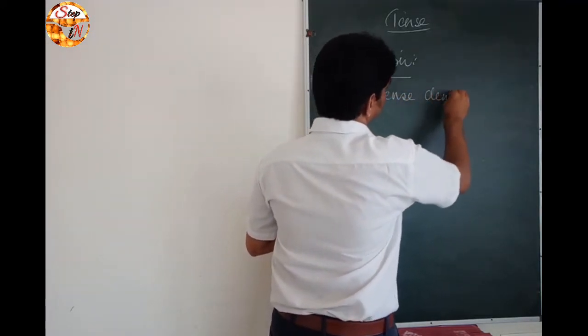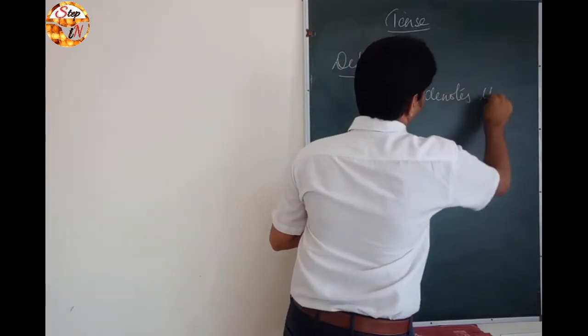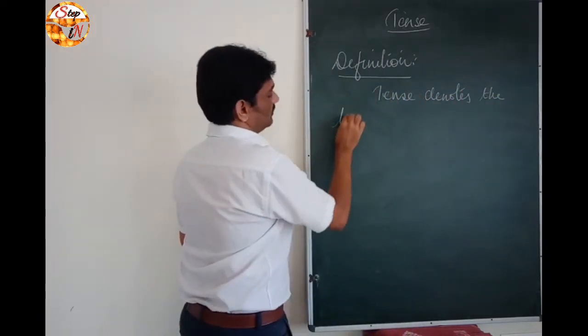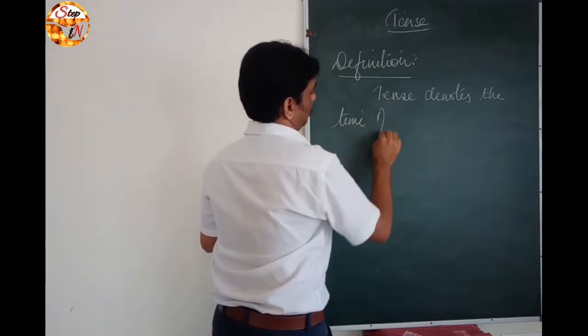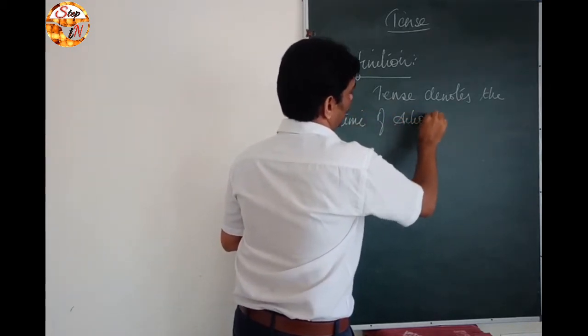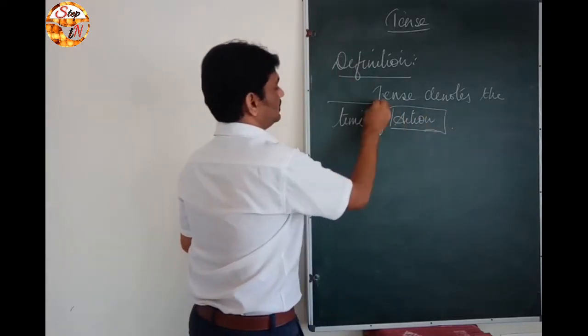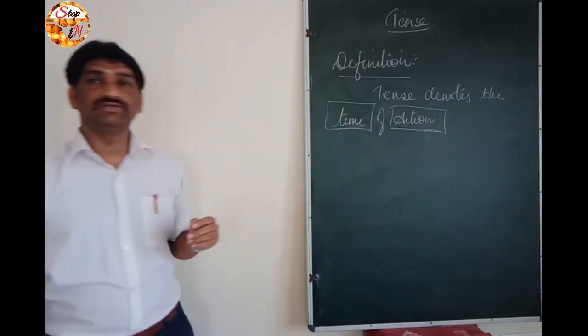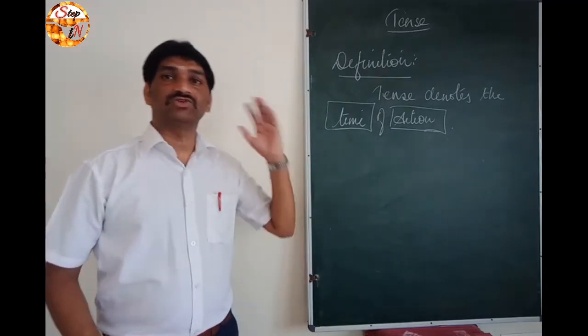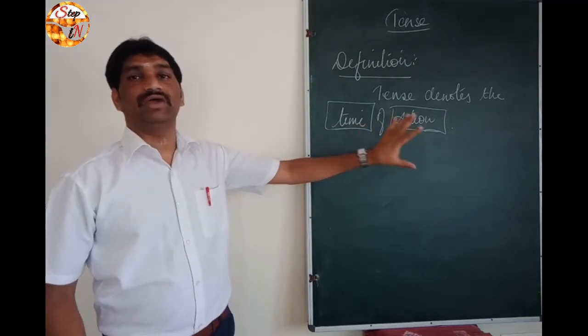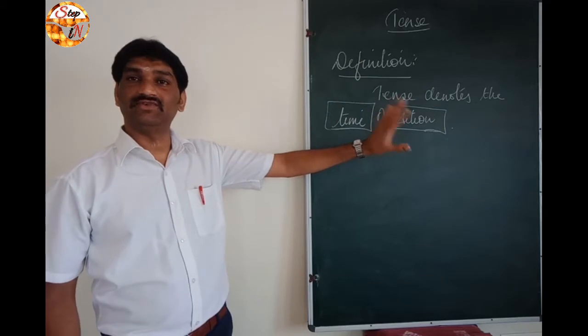Tense denotes the time of action. So now we can see here two words are highlighted. So if you remember that, that is more than enough. It is all related with the time of action. So that is called tense.